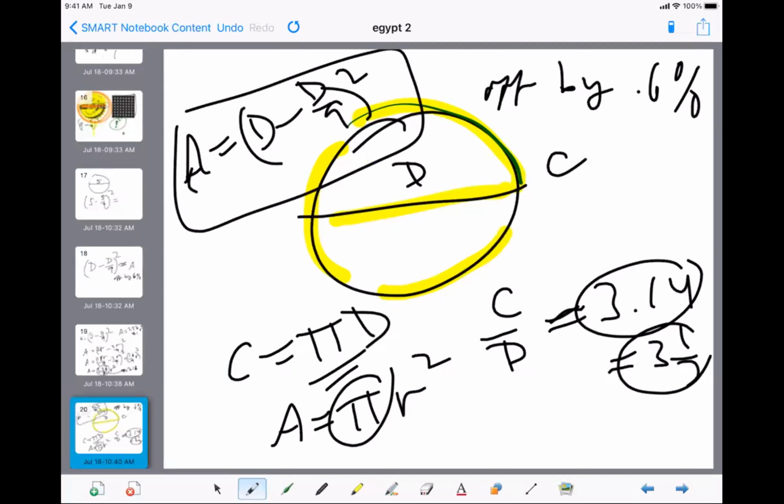So when Wikipedia and other web pages and all over say the Egyptians thought pi was 3.16, the Egyptians did not think pi was 3.16. They had no idea that there's this constant that's the ratio of the circumference to the diameter, and that same constant, if you multiply by the square of the radius, gets you the area of the circle. They did not have that at all.